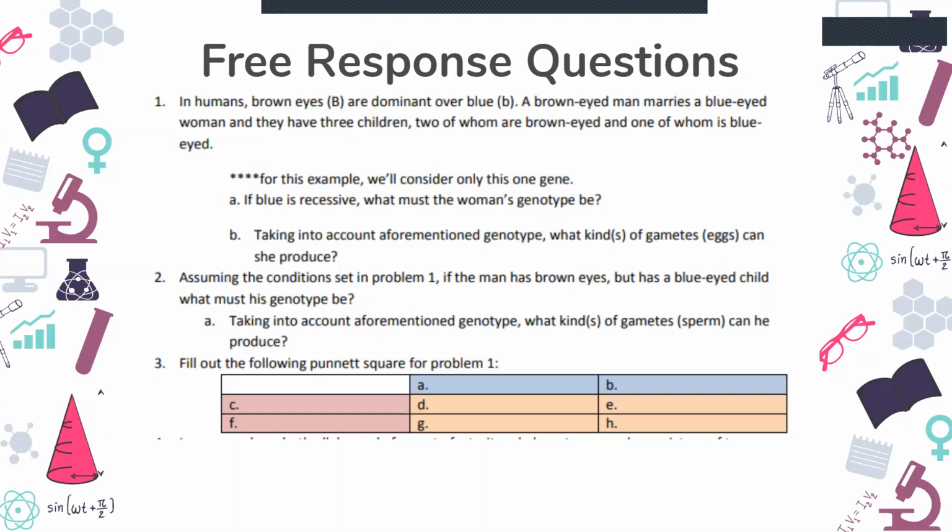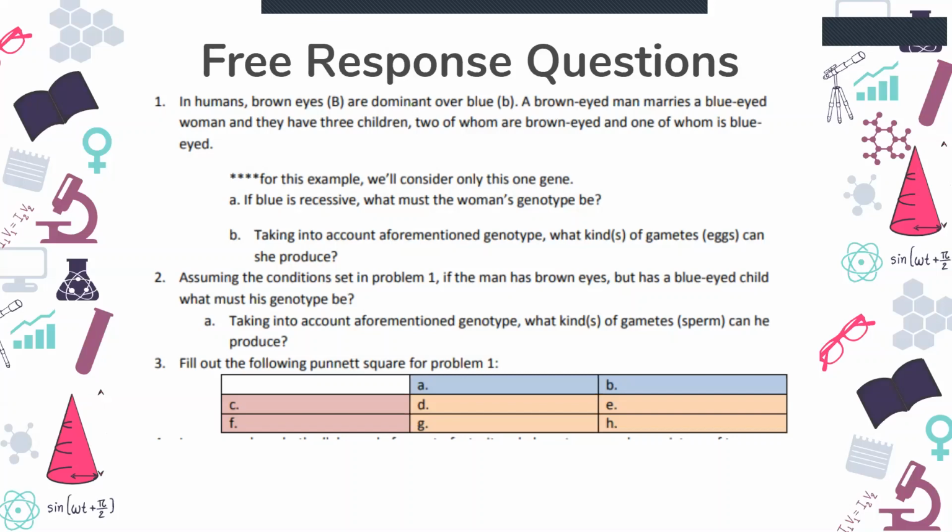Starting with number 1, they've given us a situation with the genotypes of a man and a woman and their children, and the question is asking what's the genotype of the woman, and what kind of gametes can she produce. Number 2 gives more information on number 1, and then it's asking what kind of gametes can the man produce. And then number 3 is asking you to fill in a Punnett square.